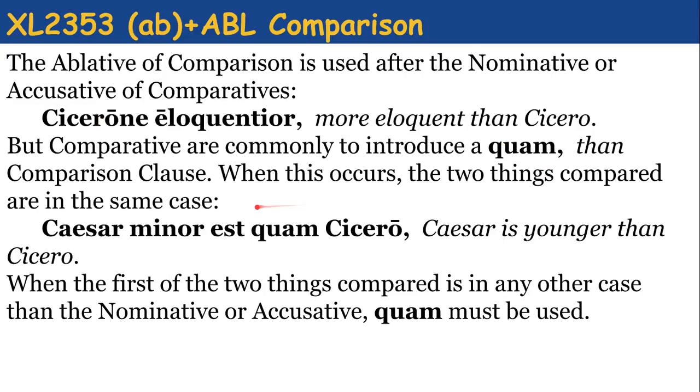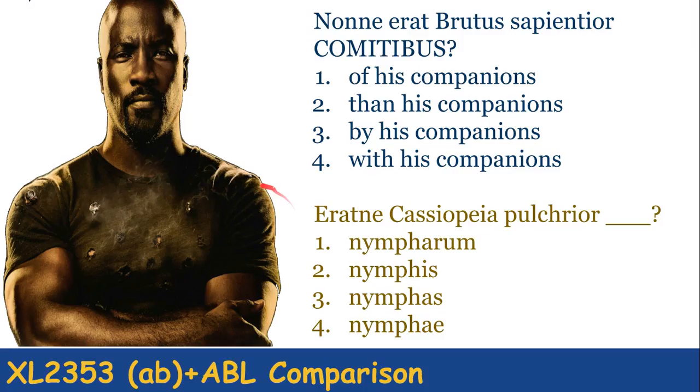When this occurs, the two things compared must be in the same case. Caesar is less than Cicero. This is why Cicero is in the same case as Caesar. Now, obviously, you're really dealing with a comparative clause. Then for Caesar, est is understood, but you don't see it. So there are really two clauses there, two for the price of one.